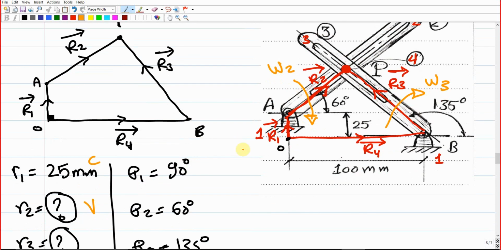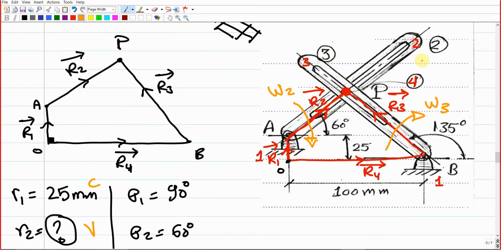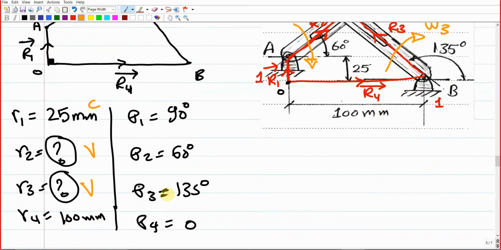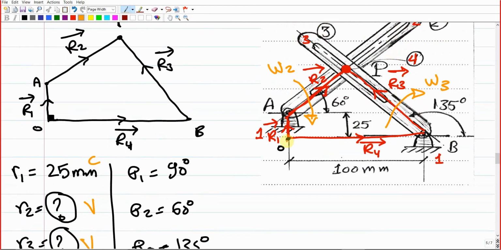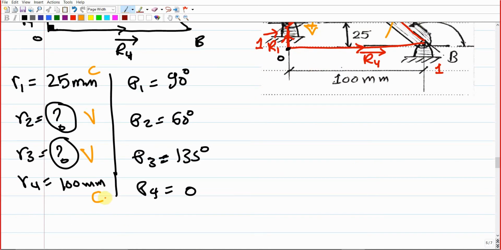The same thing applies for R3. If you give rotation to link 2 in this direction, or even going down, this point is going to move down or up inside the slider 3. So this indicates that R3 itself is going to increase or decrease. It means that it should be variable as well. Make sense? How about R4? R4 is a constant distance between 2 fixed points, which are point O and point B. So R4 is all the time 100 millimeter. It won't change, so it is constant.